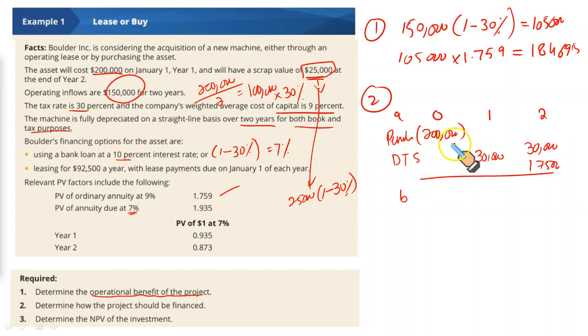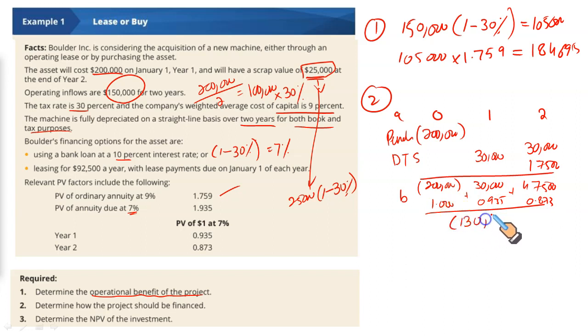Okay, now these are the cash flows related to borrowing funds and then purchasing the asset. So it's going to be $200,000 negative, $30,000 positive, and $47,000 positive. Since you have to discount these cash flows to year 0, for this the discount factor is going to be 1.00. For this it is going to be 0.935, the first year discount factor, and for the last one it's going to be 0.873. If you multiply these and add up the results, it will give you a total figure of negative 130,483.